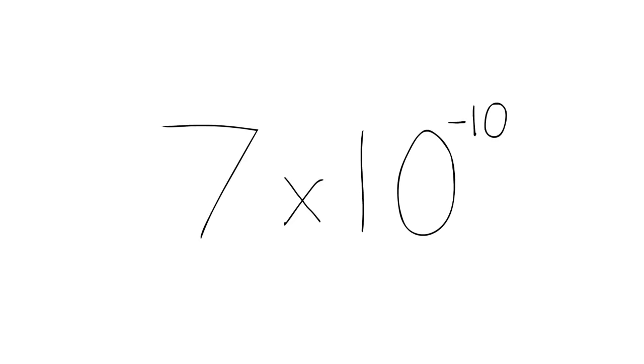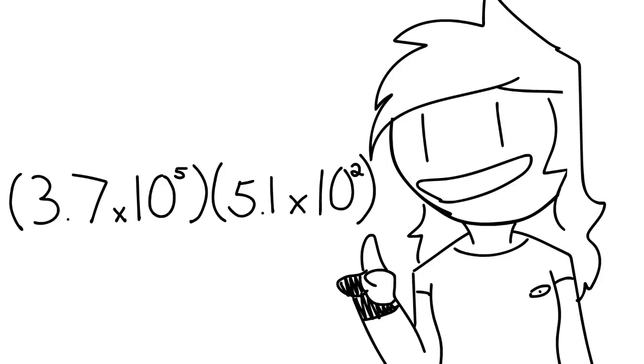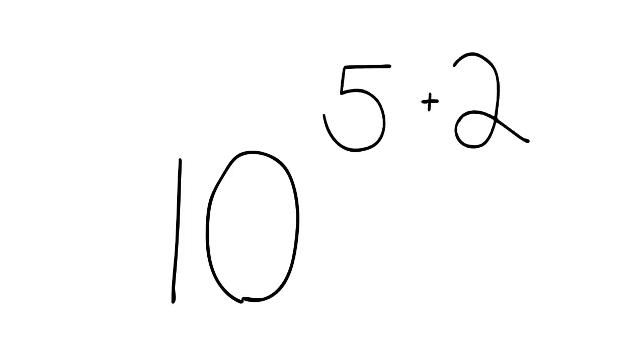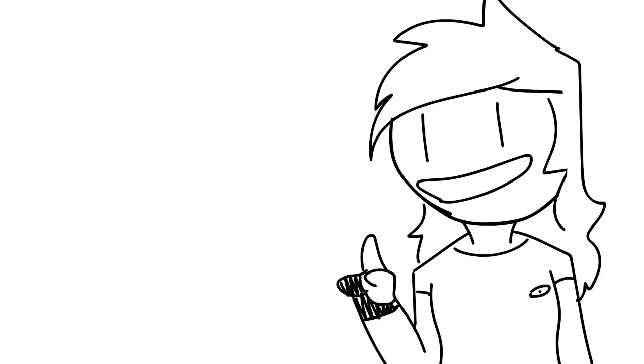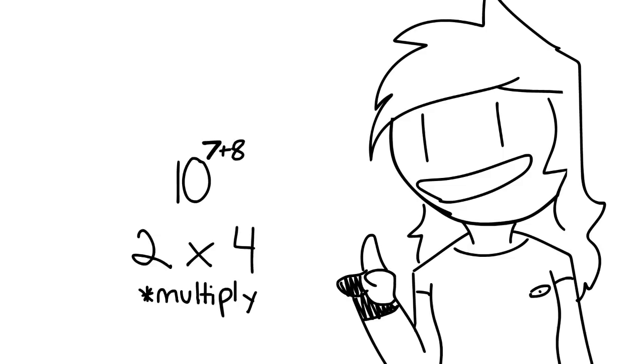Next thing you need to know is how to multiply and divide scientific notations. Say that you have 3.7 times 10 to the 5th power, times 5.1 multiplied by 10 to the 2nd. First, you would add the exponents, so that would be 5 plus 2, to get 7 to the 10th power. Then you multiply the first number, so 5.1 times 3.7, which is 18.87. So all you have to do in these cases is add the exponents and the decimals and put them together.